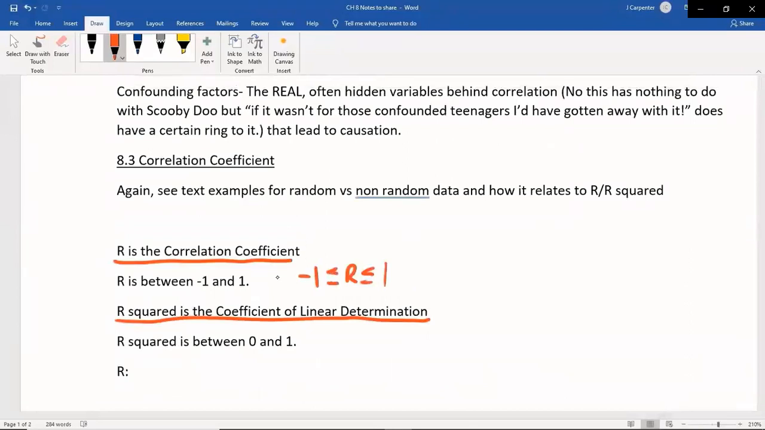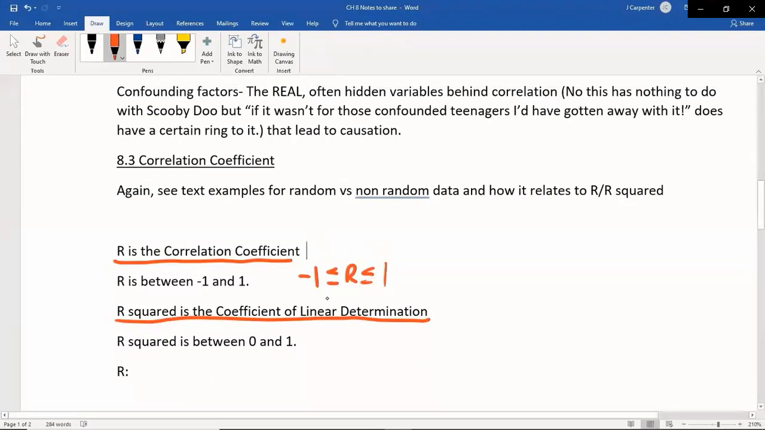R squared, which is literally just take the value of R and square it, is the coefficient of linear determination. Now in Excel does not display R. It only displays R squared. Honestly, I really do not care about the R value. I care about the R squared value. There's only one thing that R can tell us that R squared can't, but if you have the picture in front of you, the graph itself can tell you the thing that R was going to tell you. So in my opinion, R is unnecessary as long as you have the picture. R squared and the picture give you everything you need.